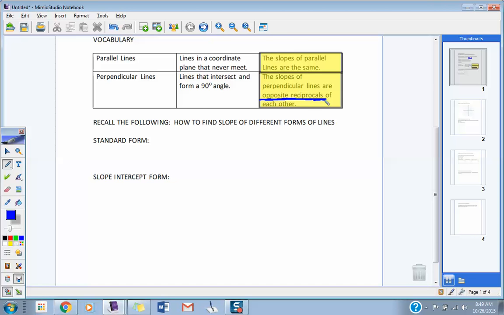Okay, I want to show you something real quick. Just so we understand this, perpendicular lines. If I have one slope of 2/3, you might want to write this down. Then the opposite reciprocal, which I'll abbreviate as opposite REC, is -3/2. The opposite reciprocal is -3/2.